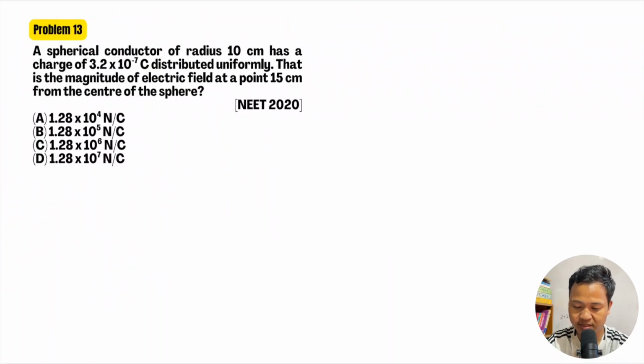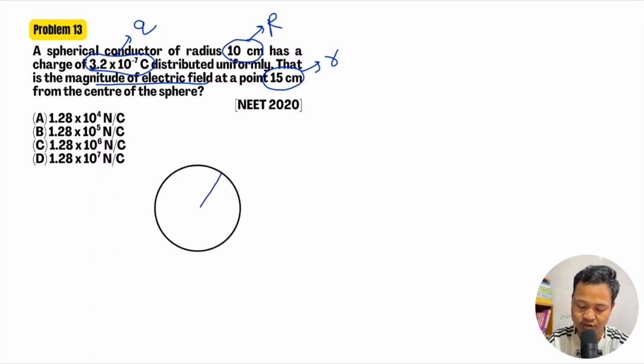Solve it using Gauss law. First question: a spherical conductor of radius 10 centimeter has a charge of 3.2 into 10 power minus 7 coulomb distributed uniformly. What is the magnitude of the electric field at a point 15 centimeter from the center? So this is the radius of the sphere, 10 centimeter, and the electric field point P is at 15 centimeter. The charge on the sphere is 3.2 into 10 power minus 7 coulomb.